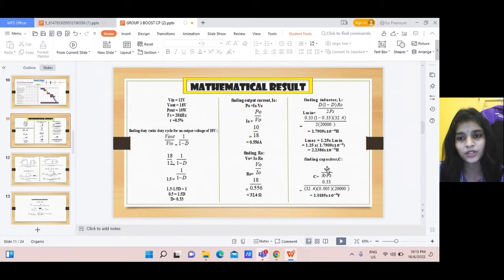Then to find the capacitor, we need to use the R resistor and also the small r. So D over R times the small r times Fs. Then we get 1.01. That means the r actually is a ripple voltage. Okay, so we get 1.0185 times 10 to the power of negative 4 farad.